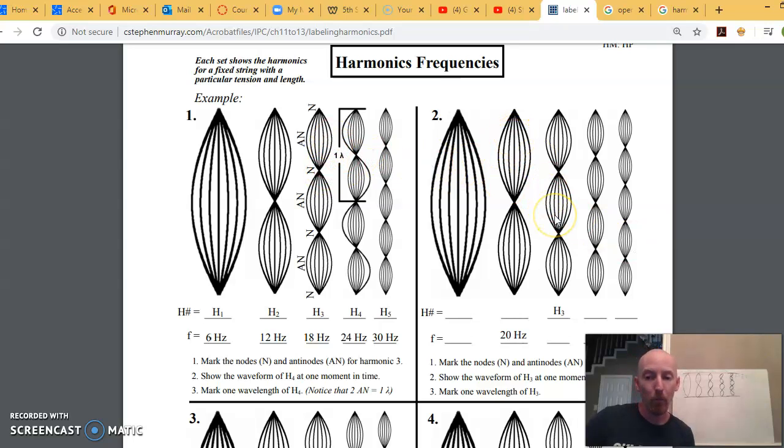Now, the harder part is talking about lengths of things, right? So, what is a wave? A wave is a repeated part of a motion. Every 2 loops is equal to 1 wave, or 2 bumps, or 2 hills. So your second harmonic is exactly 1 wavelength long. So this is a wave.